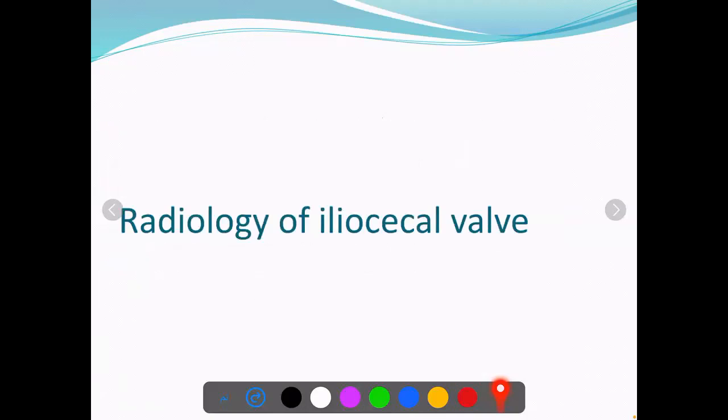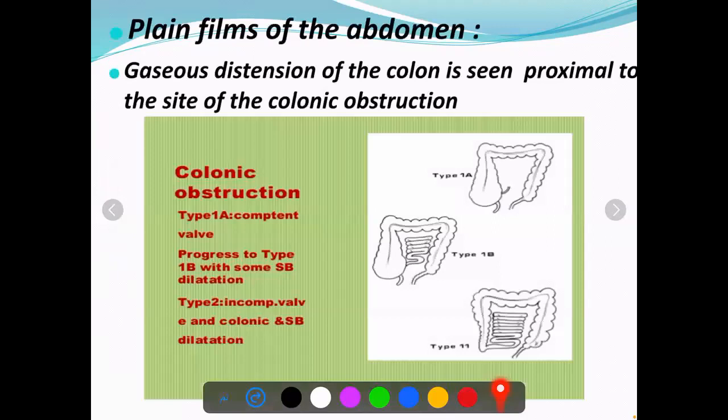Radiology of the ileocecal valve. We start with a plain film of the abdomen. The usefulness of a plain film of the abdomen is in bowel obstruction, to differentiate between 2 types of bowel obstruction: with a competent valve and with an incompetent valve.